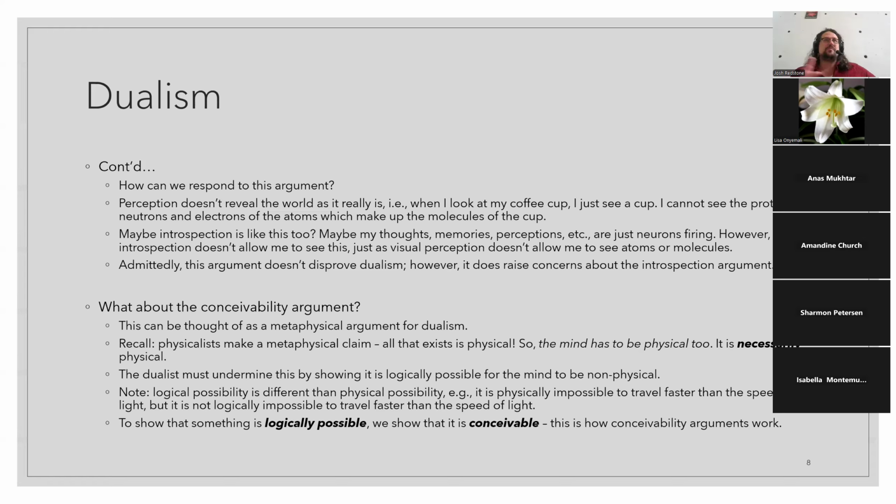So the further metaphysical claim is that the mind must be physical. It's necessarily physical. But a dualist could undermine this by demonstrating that it's logically possible for the mind to be non-physical. Now, logical possibility is not the same thing as physical possibility. Crumley's example is really good here.